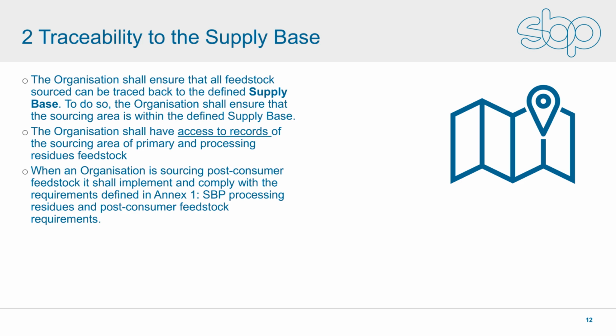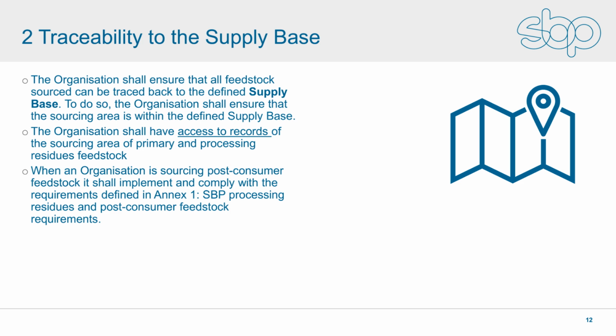The first requirement applies to all feedstock. Everything the organization sources must be traceable back to the defined supply base. In practice, that means confirming that the sourcing area is within the supply base as the organization has defined and mapped it. If feedstock is coming from outside that defined area, traceability fails.